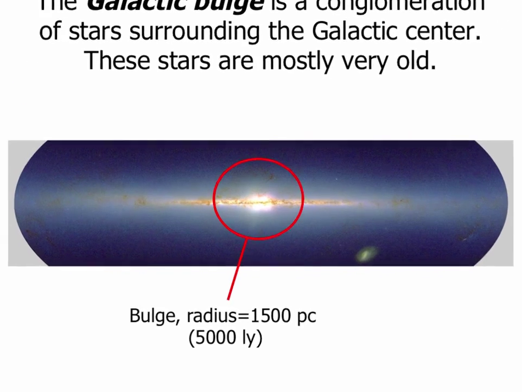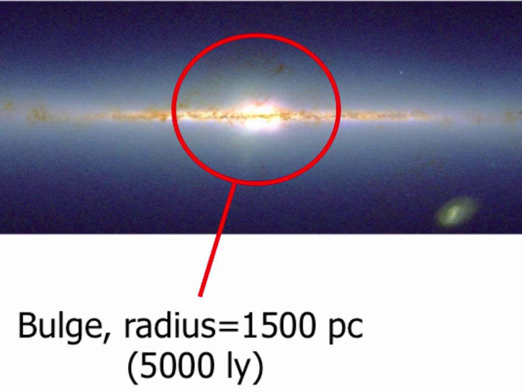That little puffy part near the center of the galaxy that we can see from the side is called the galactic bulge. And the bulge is just a conglomeration of very old stars. It surrounds the galactic center, and it's about 5,000 light years in radius. So it's big, but given that it's 26,000 light years away, we're well outside it here at the sun.